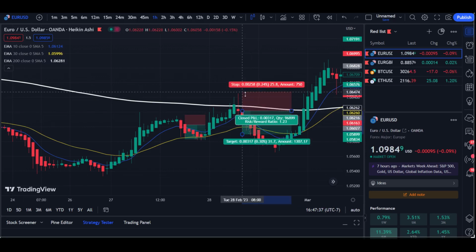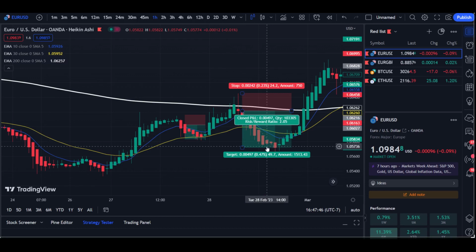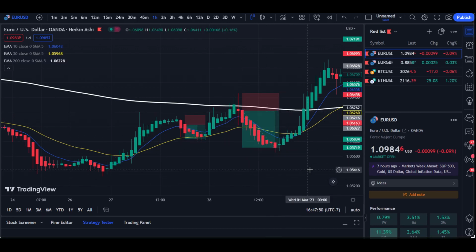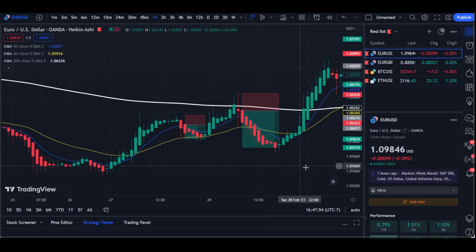So open it from right here, stop loss at the most recent swing high. And yeah, if you took profit at the 2.0 risk reward ratio, this would have been a perfect trade. And it had a green candle opening as soon as it hit the 2.0 risk reward ratio.